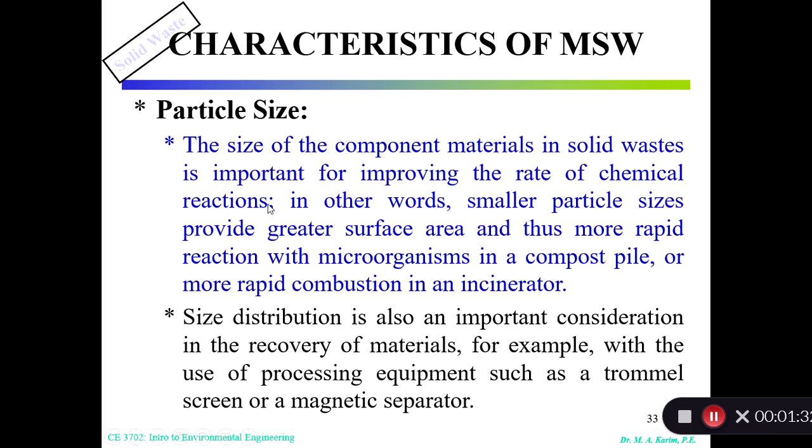Okay, particle size. Particle size distribution is very important, and the size of component materials in solid waste is important for improving the rate of chemical reactions. In other words, smaller particle sizes provide greater surface area and thus more reaction with microorganisms and in other cases for the purpose of decomposition. So size distribution is also an important consideration in the recovery of materials, for example, with the use of processing equipment such as a shredder, screen, or a magnetic separator.